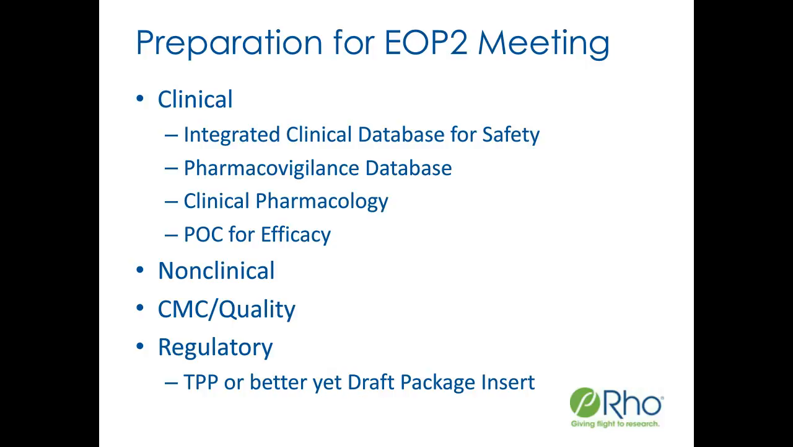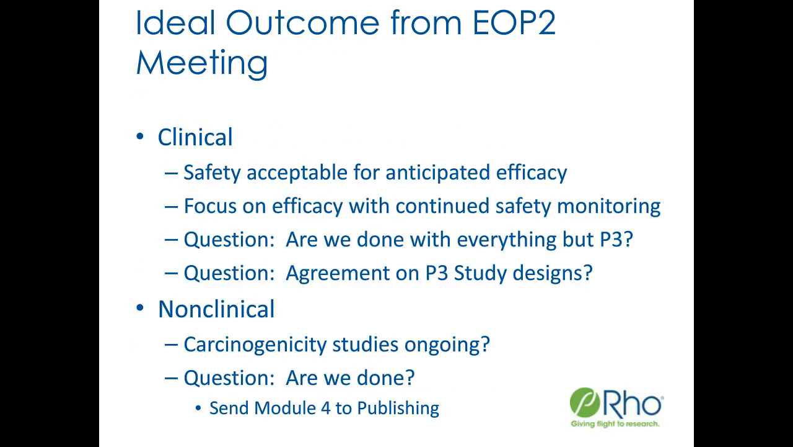So in my opinion, the ideal outcome from an EOP2 meeting, and this has happened half a dozen times in my experience, is that FDA agrees that the safety is acceptable for the anticipated efficacy that you're going to generate in your phase 3 trials. They are happy with the safety. They have no signals and if there are signals, that you monitor them. But you focus on efficacy from this point forward, and you continue to monitor safety, but the end game is primarily about efficacy, and you just keep your fingers crossed that no safety signals emerge.